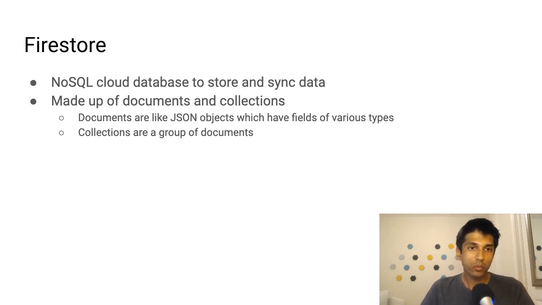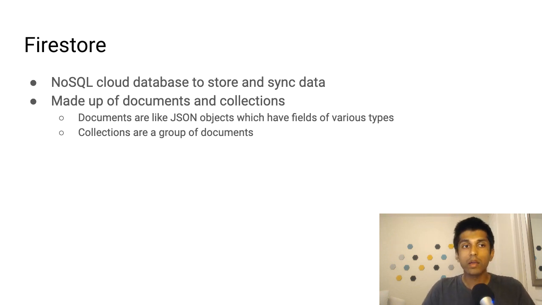Firestore is a NoSQL cloud database to store and sync data. Let's unpack what that means a little bit. Traditionally, when you want to store data, there are two options, either SQL databases or NoSQL. SQL stands for Structured Query Language. And basically, it's a way to store your data in a very structured way, where you have rows and columns, and each object that you're talking about is typically represented by one row in your database.